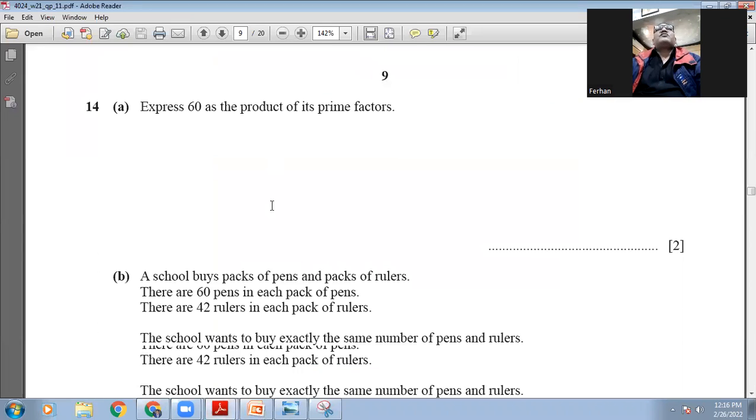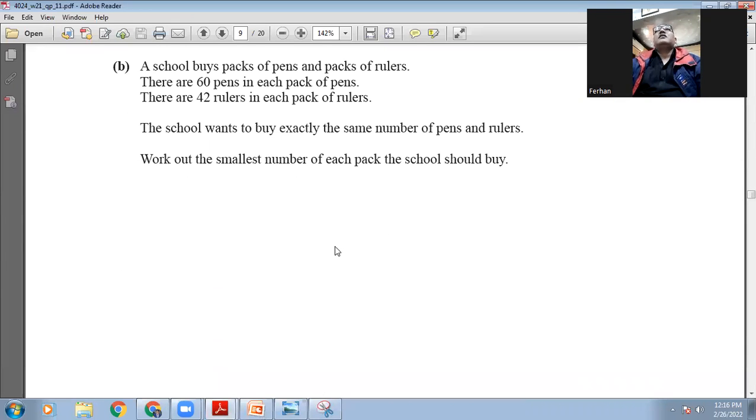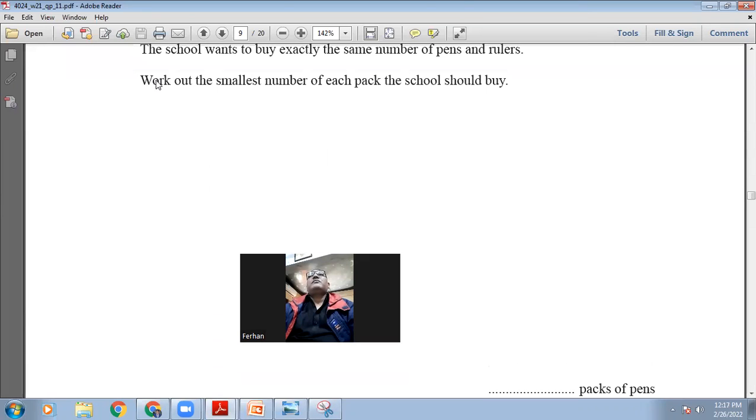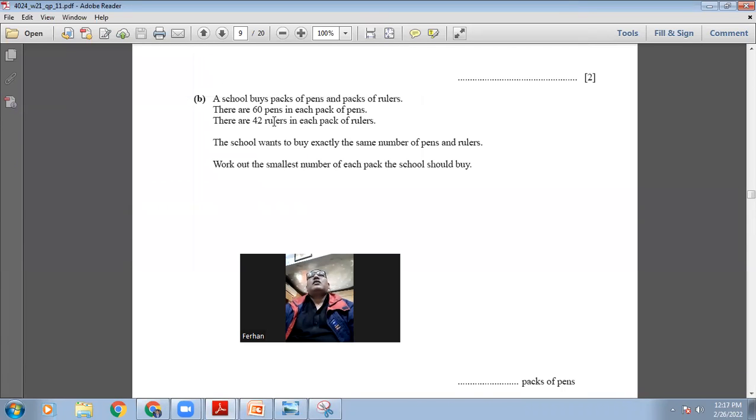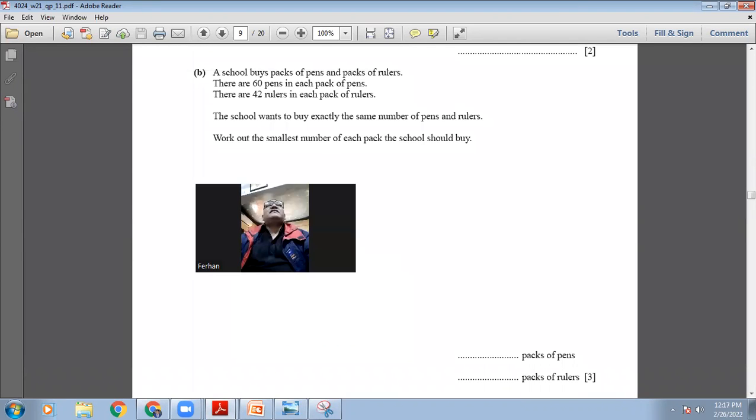Okay, so let's move to the next part. It's a 3-mark question. So let me reduce the size so you can see the whole question. It says a school buys packs of pens and packs of rulers. There are 60 pens in each pack of pens, and there are 42 rulers in each pack of rulers. The school wants to buy exactly the same number of pens and rulers. So work out the smallest number of each pack the school should buy.